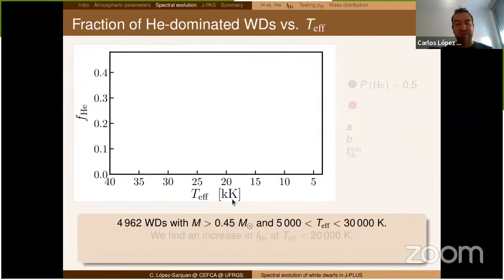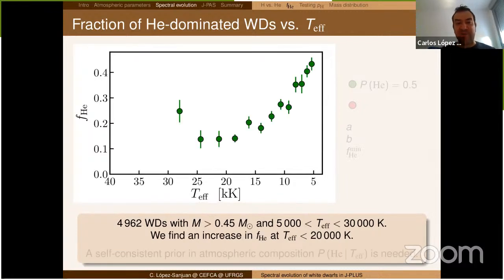So now we have everything that we want. So we make a final selection just to take objects with masses higher than 0.45 solar masses, just because objects with lower masses are probably binaries, and we don't want binaries in our study. And we also keep temperatures between 5,000 and 30,000 Kelvin because it's where the temperature and the selection makes sense.